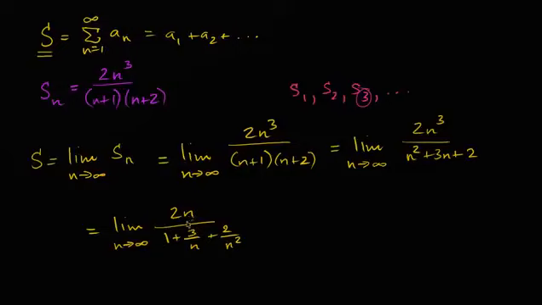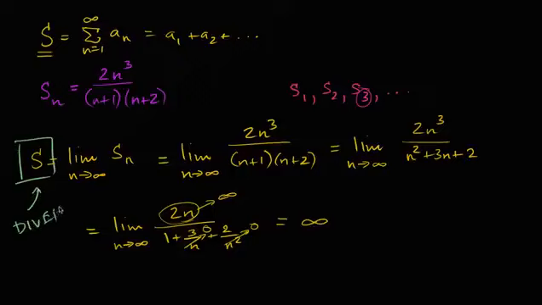And now when you look at it like this, it becomes pretty clear. As n approaches infinity, the numerator is going to go towards infinity. But in the denominator, 3 over n is going to go towards 0, and 2 over n squared is going to go towards 0. So the denominator is going to go towards 1. So the limit is going to go to infinity. And since the limit of the partial sums goes to infinity, that means that this infinite series is not going to be a finite value. It's just going to diverge. In order for it to have converged, this limit should have been some finite value.